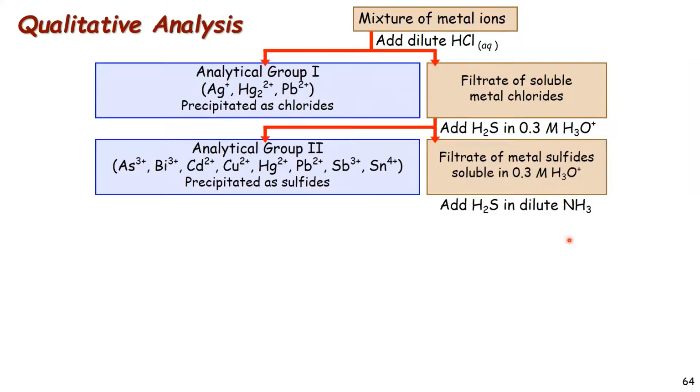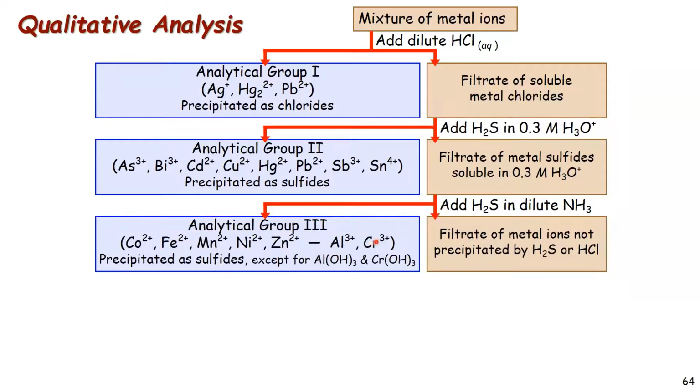Then, this time, I'm going to add a base, which again is going to strip off all the H's and leave behind just S2 minus. So now I'm going to have a really high concentration of sulfide, and I'm going to precipitate out any of the other metals that have a much greater solubility of the sulfides.